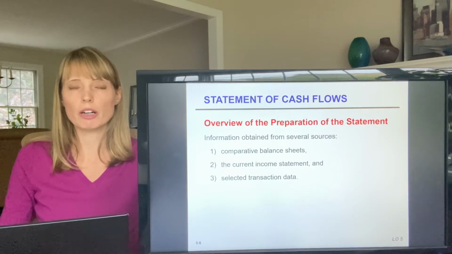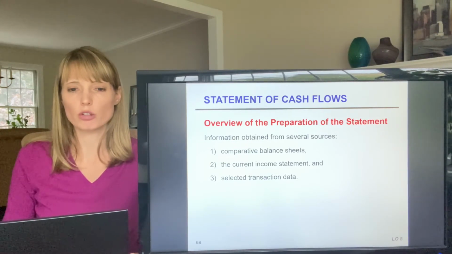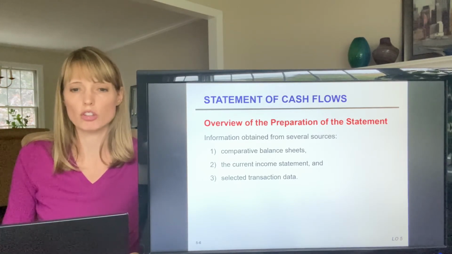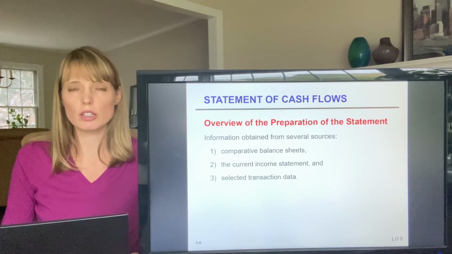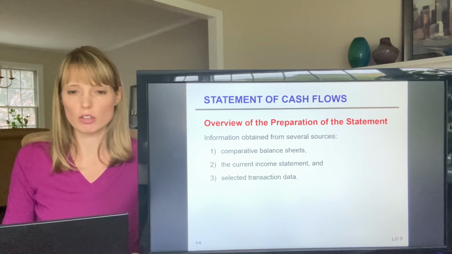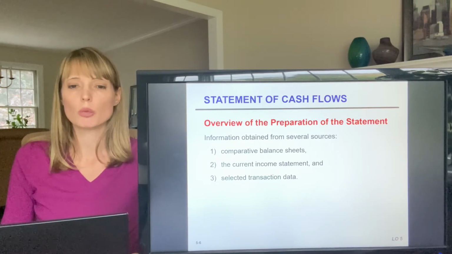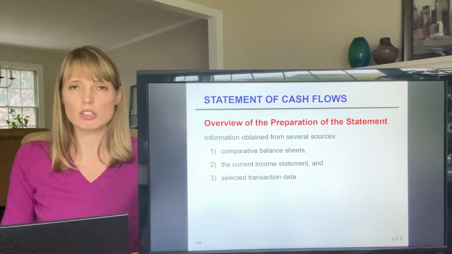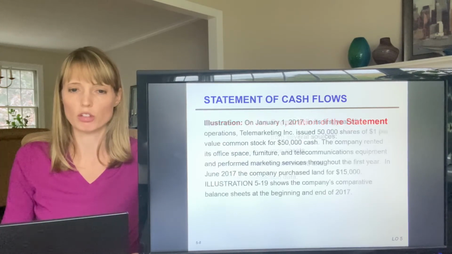So when we're preparing the operating section of the statement of cash flows, we need the most recent year ended. When we're preparing this year's statement of cash flows, we need this year's year-end balance sheet, and we need last year's balance sheet. So our beginning and ending balance sheets, we need the income statement for the current year, and if there's any special transactions that we need to know about, we need to have that information as well.